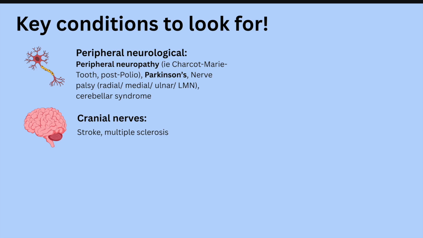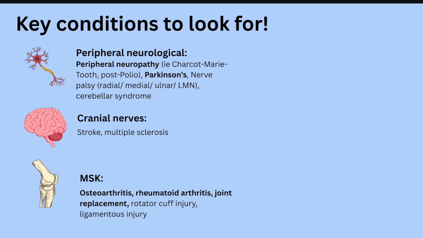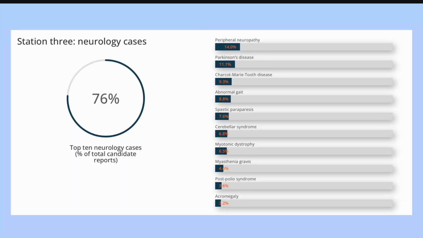You could get multiple sclerosis. And then for MSK, osteoarthritis is likely. Rheumatoid arthritis could come up. Maybe a joint replacement. You can get other things as well, but those are probably the most likely. On this website about the PACEs, these are the ones that come up for neurology most often. So it is worth being aware of this when you're trying to target your revision.